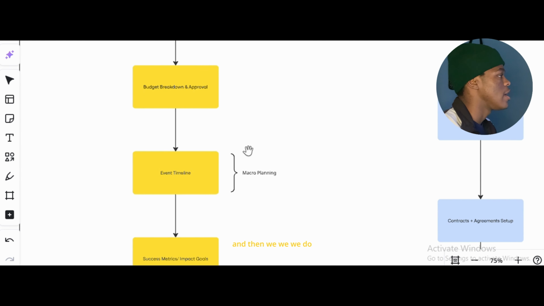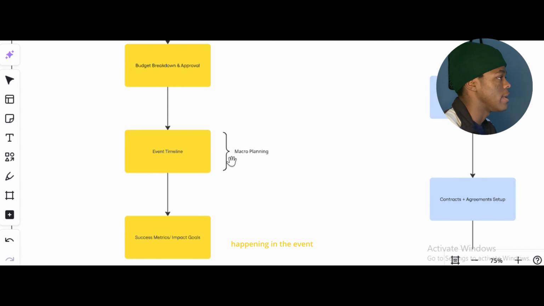He sees whether or not we are making a loss or we are using the right amount. And then we do the event timeline, macro planning, basically what's going to be happening in the event. At what time do certain things need to arrive? At what time is the performing artist coming in, or the guest speakers, or whoever is coming through? Here we do that type of planning. When is the event going to start? When is it going to end? Who is going to be performing or speaking at what time?